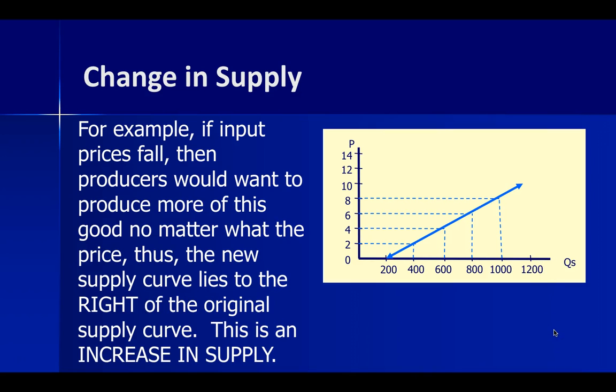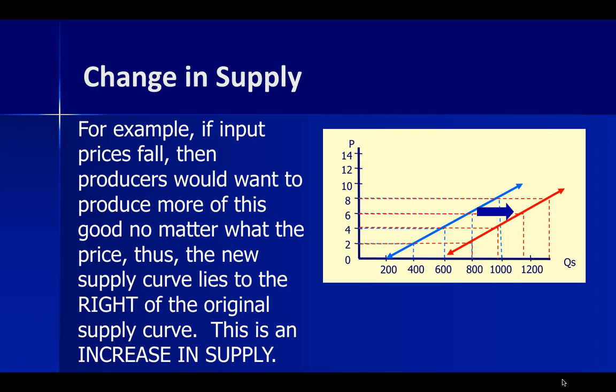Let's say, for example, that input prices fall, wages perhaps, or the cost of an essential raw material. This would imply that producers would want to sell more of the product no matter what the price. If the price is $8, they no longer want to sell 1,000, they now want to sell more. If the price is $6, they no longer want to sell 800, they now want to sell more. So this implies that the new supply curve, again, lies to the right of the original supply curve. This is what we call an increase in supply.